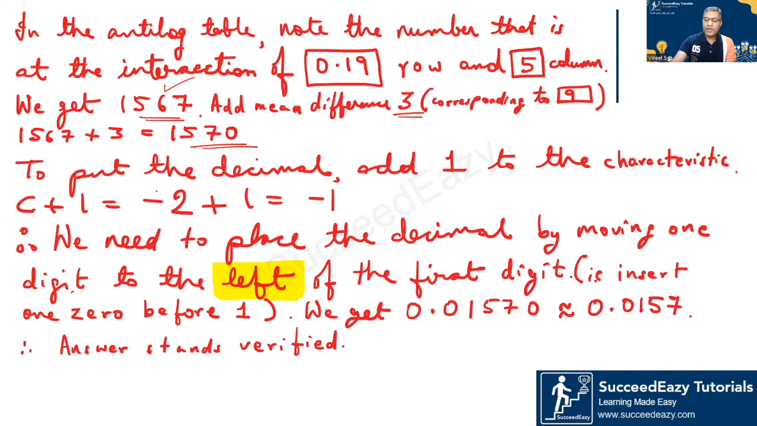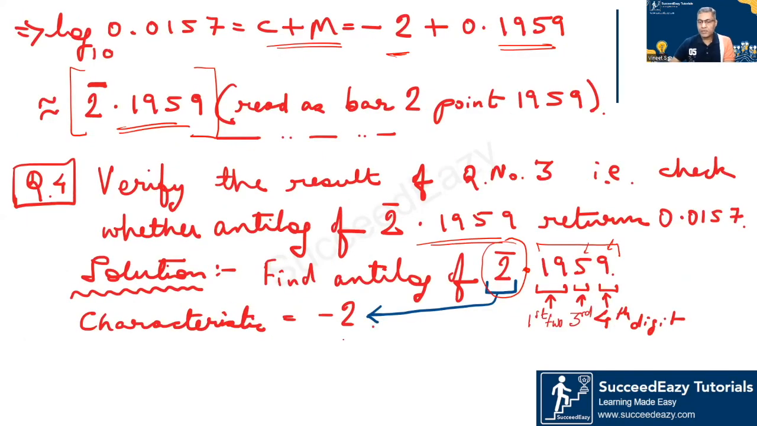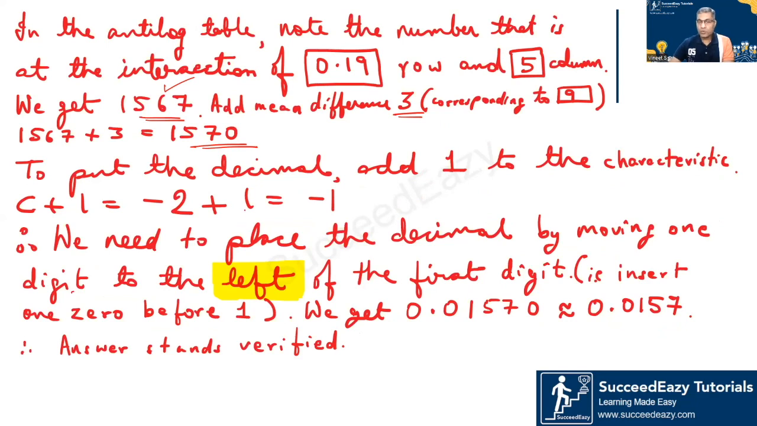Now the characteristic was -2. To put the decimal, add 1 to this characteristic. So you get -2 plus 1, that is -1. Now look, this is -1. That means we need to place the decimal by moving 1 digit to the left of the first digit, right? So we had got 1570.